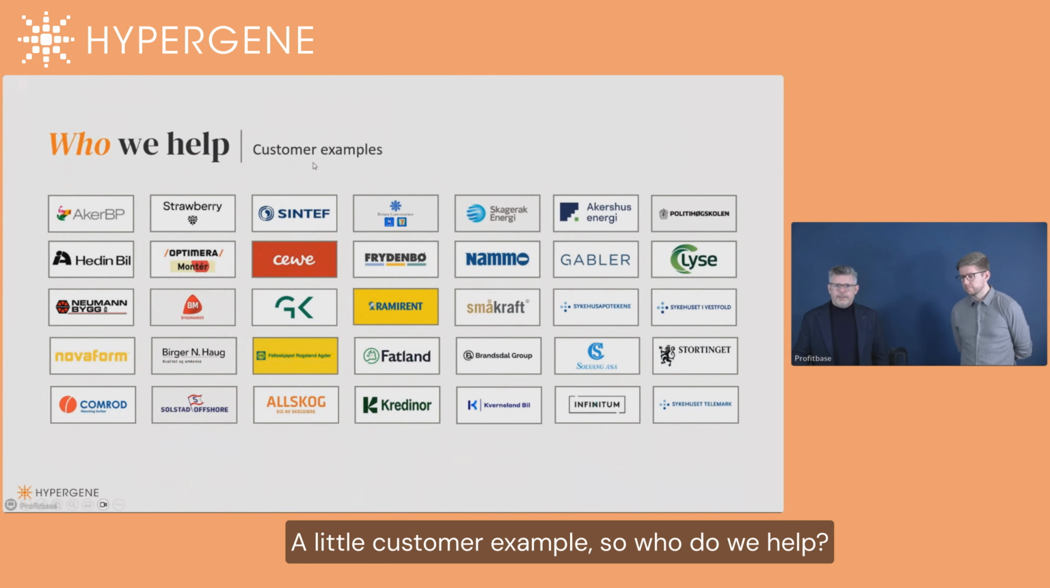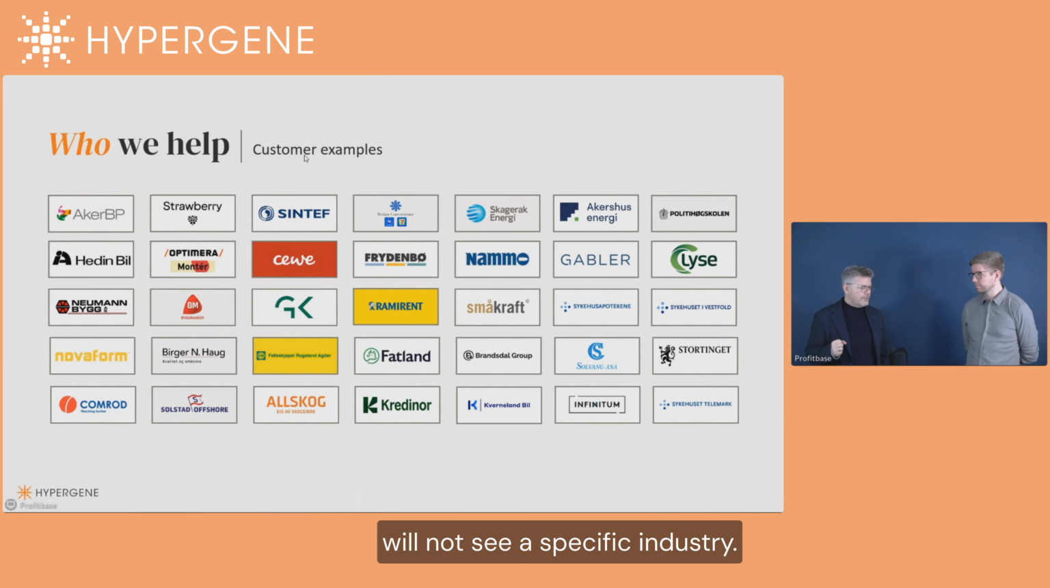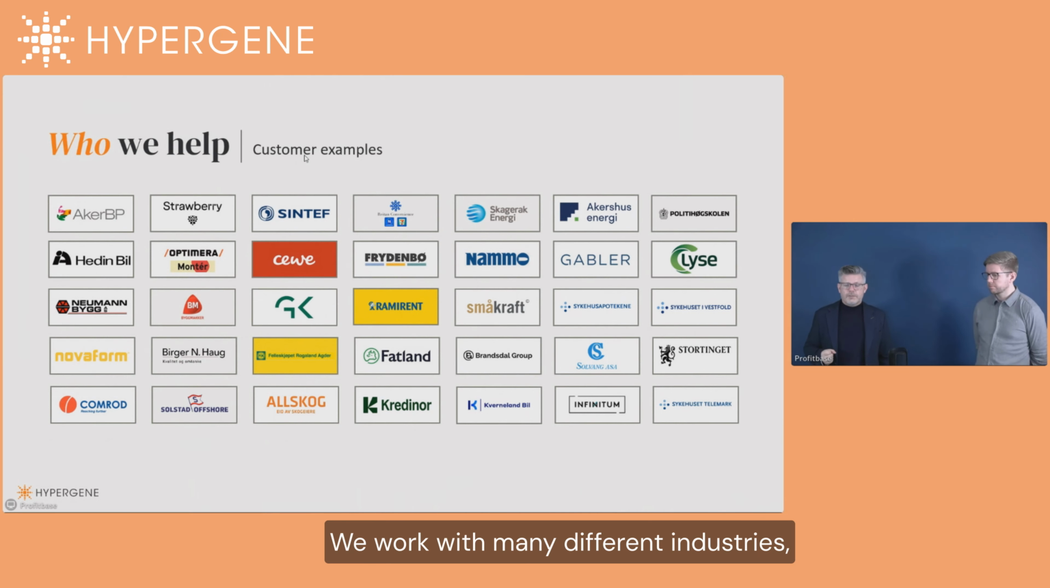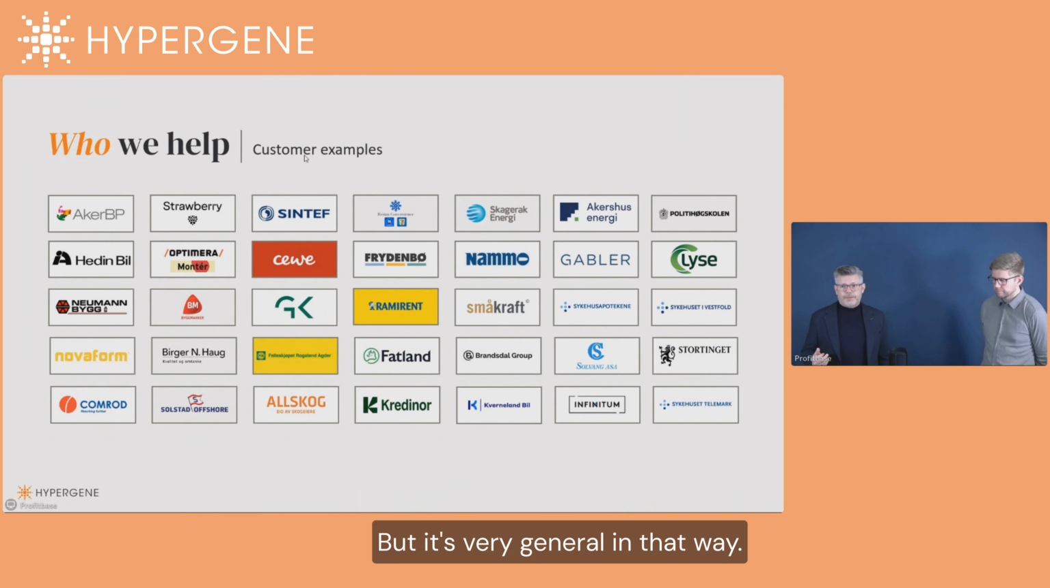A little bit of customer examples. So who do we help? These are some of the customers. You will not see a specific industry. We work with a lot of different industries, both public and private, but mostly the ones that drive a P&L type of view on the organization. It will be everything from retailer to energy and so forth. So it's not a system that helps a specific industry. We have partners that are very good in some of these industries that we combine our offering with, but it's in that sense generic.